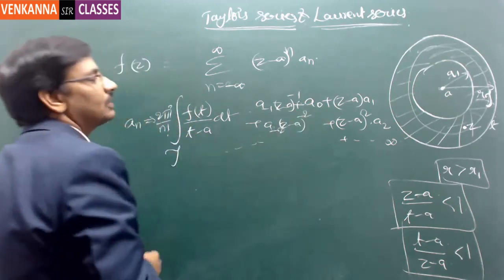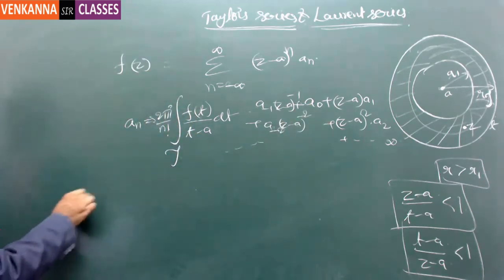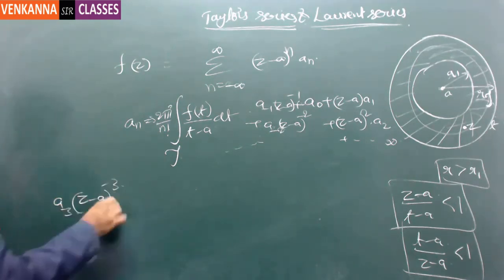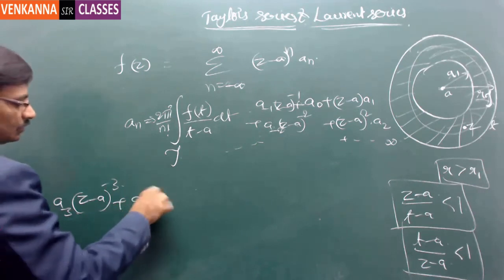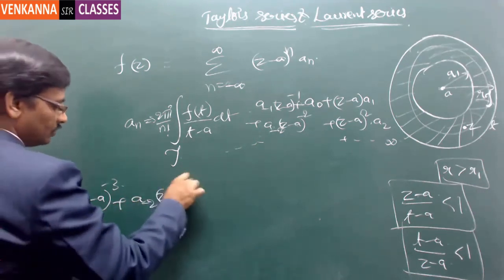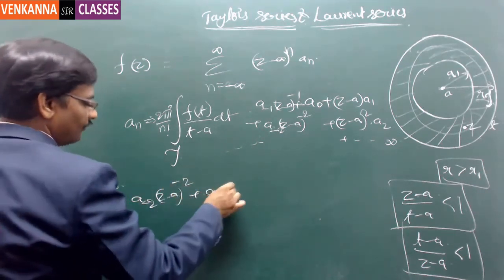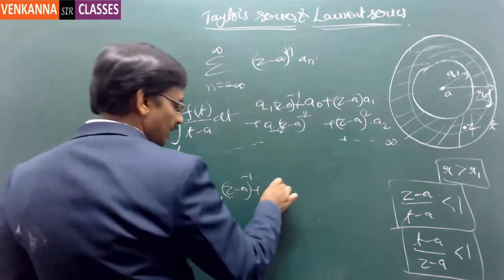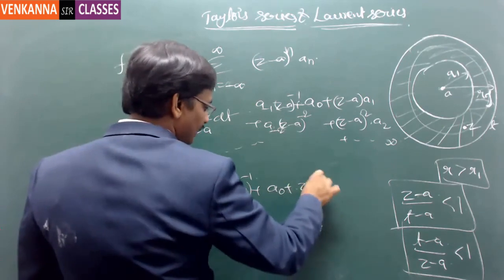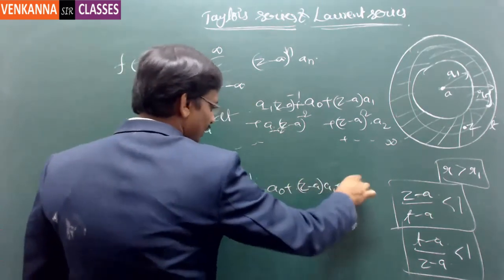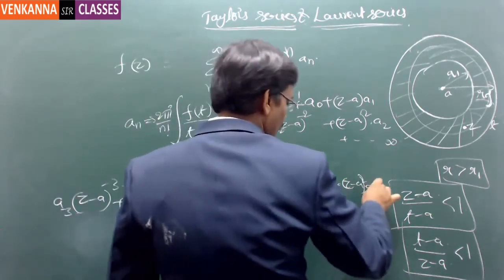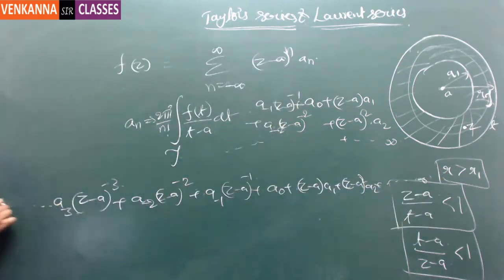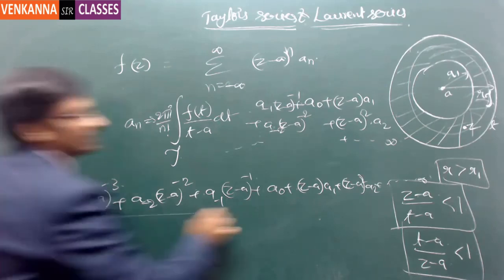On the negative side also it will be expanded. I'll just write it here. (Z minus A) whole power minus 3 into A minus 3, plus A minus 2 (Z minus A) whole power minus 2, plus A minus 1 (Z minus A) whole power minus 1, plus A naught, plus (Z minus A) into A1, plus (Z minus A) whole square into A2, plus and so on up to infinity, and this side also up to minus infinity. This is the Laurent series expansion.